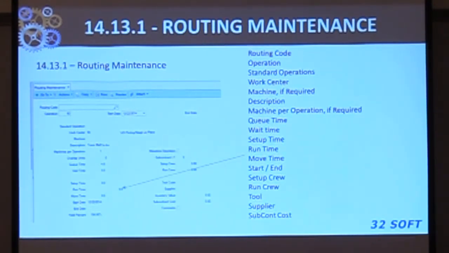The setup time and the run time, those are the operation lead times, as opposed to queue and wait time, which is your inter-operation lead times, and then move time, which is, again, another element of that inter-operation lead time. Start and stop dates, or effectivity in, effectivity out. The setup crew, the run crew, any tooling that might be required, and the supplier or subcontract cost if you actually send it out to have this done at a supplier. So that is the 14.13.1 routing maintenance.